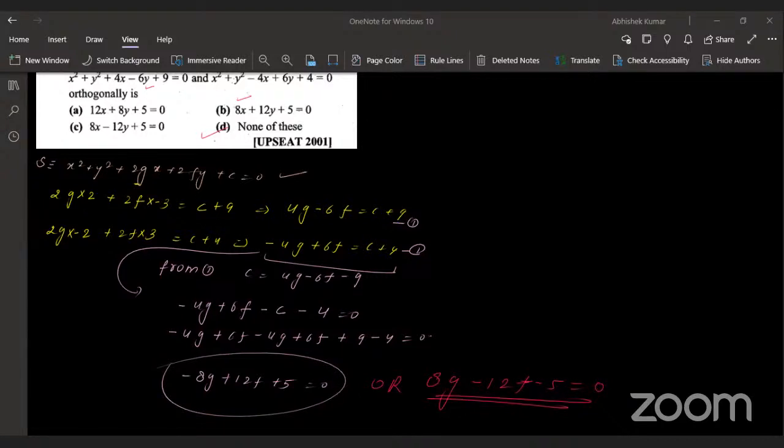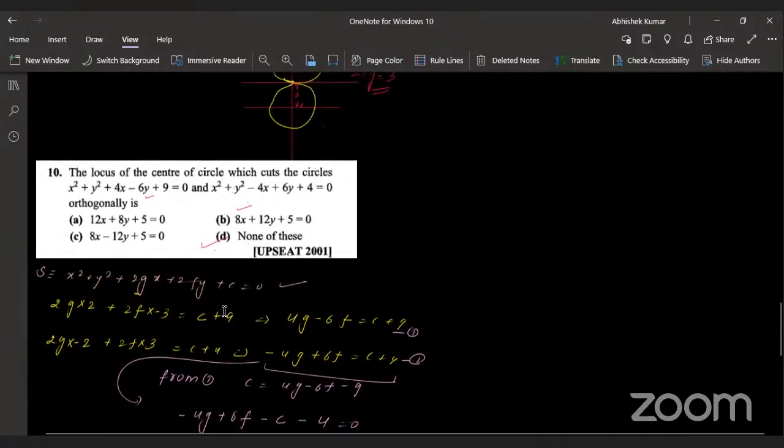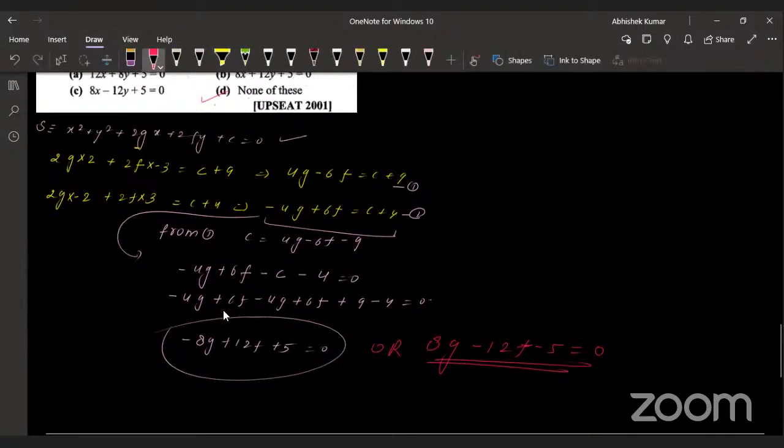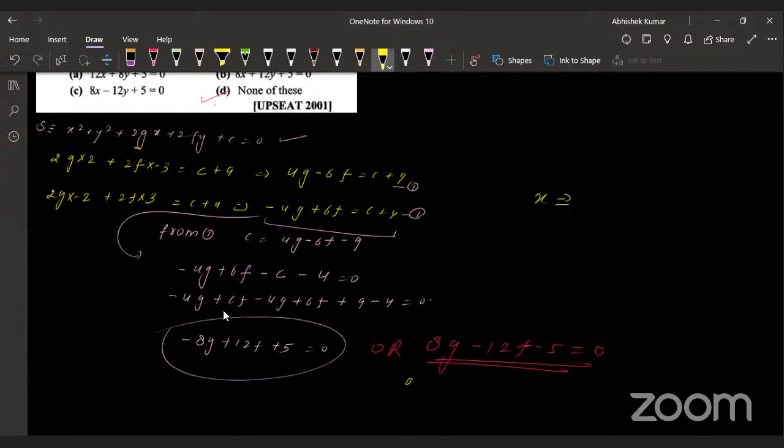8y minus 12x minus 5 came, right? 8y. Yes, so you can replace g and f by x and y, no? Got it. They are talking about the locus of center, no? So you replace g and f by minus x and minus y, okay? Because center is minus g, right? So g will become minus x. Y is minus f, so f will become minus y. So you replace it here, check if you are getting it.